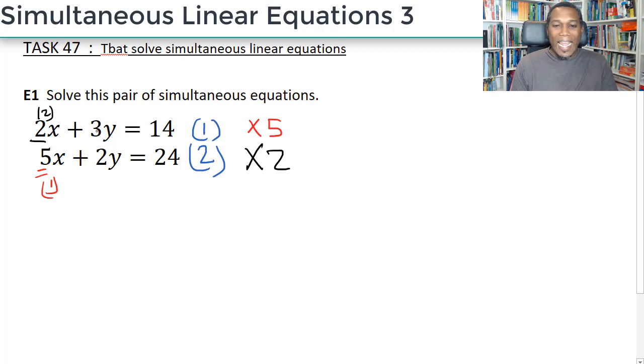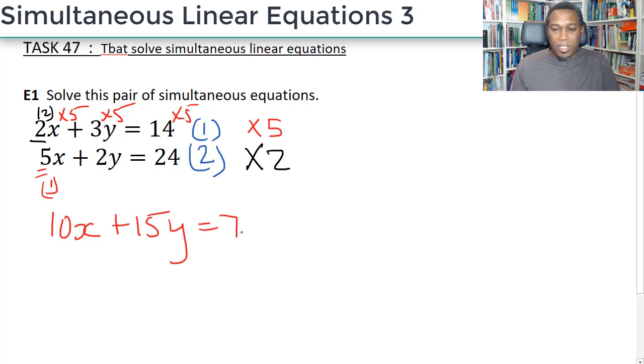If I multiply every term in equation 1 by 5, then I will get 10x. I need to stick with red. So I now have 10x, and then the 3 is multiplied by 5. 5 3s are 15, so plus 15y. And then 14 times 5 gives me 70. That will be my equation 3: 10x plus 15y is equal to 70.